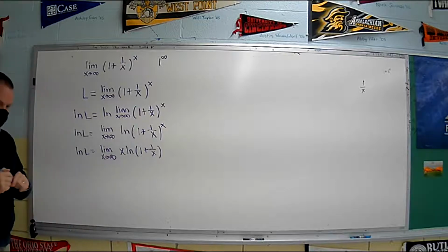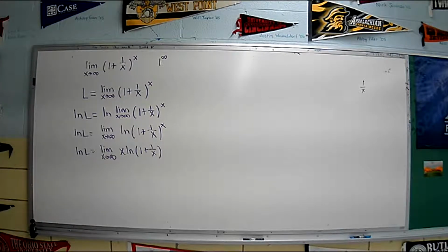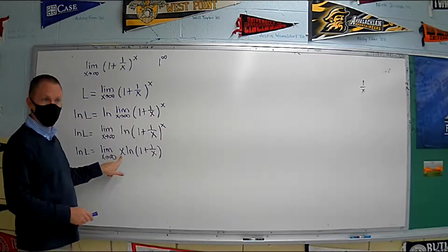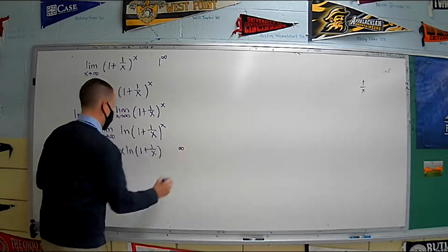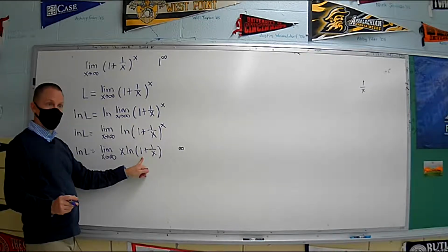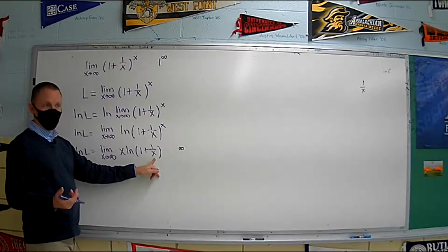Okay? So now I'm sitting there. Right now, it might be worth a check to see, do we still have indeterminate form? We should. Okay? If we don't, we probably fouled up somewhere. So as x goes to infinity, what happens here? That's infinity. And as x goes to infinity, what do we have here? The natural log of 1 plus 0, or natural log of 1.